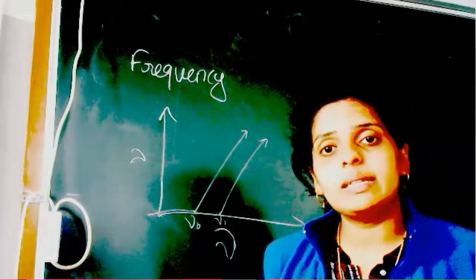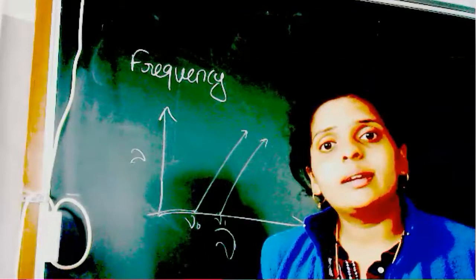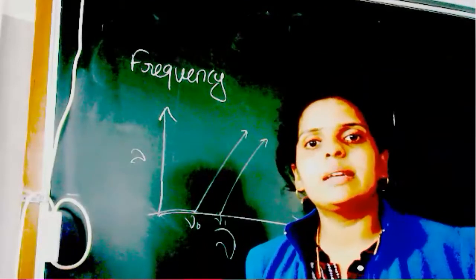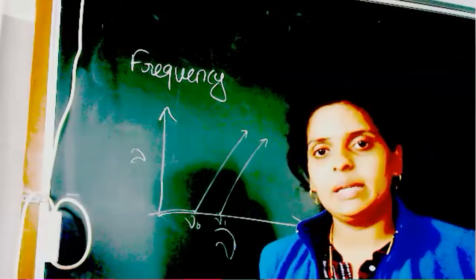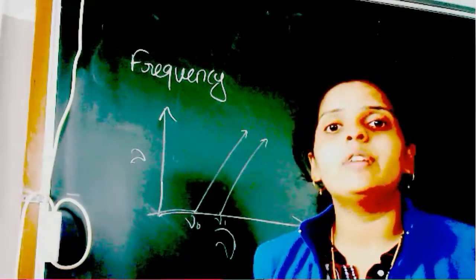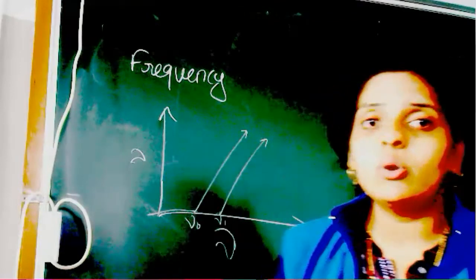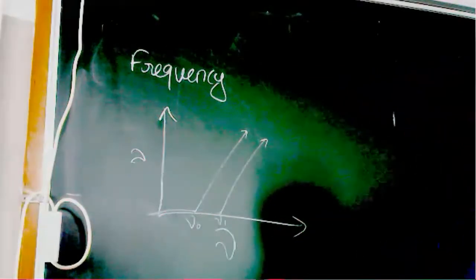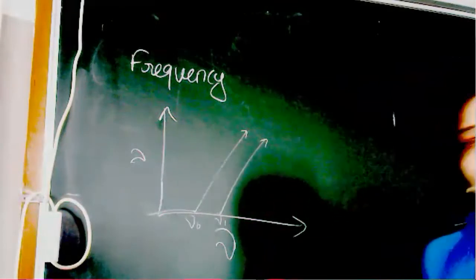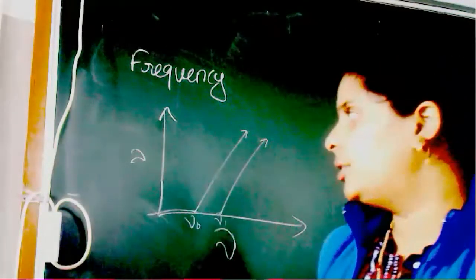Threshold frequency is the frequency for which the electrons will just leave the surface of the metal. That is the meaning of threshold frequency. And the corresponding wavelength is known as the threshold wavelength. I hope all these points are clear to you.